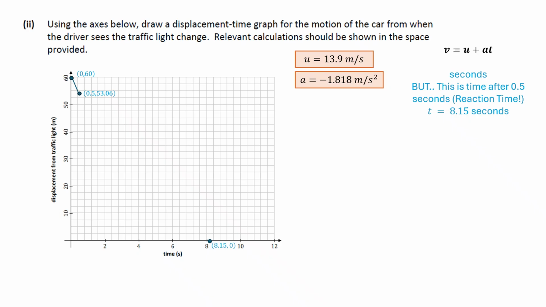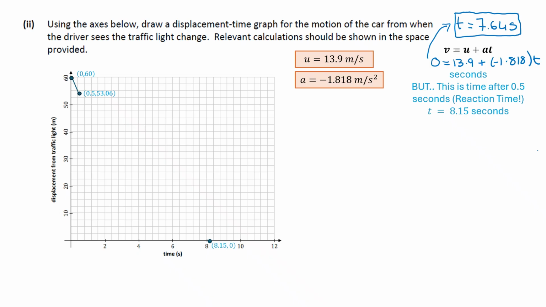Okay, so that is our second point here. So bear with me 1 second while I fill in the formula. It didn't work. So 0 equals 13.9 plus minus 1.818 times t, and then getting that out, that gives us t equals 7.64. But remember, this time is working from after they reacted. So we have to add on that 0.5, and that's going to be really important as we work through the whole of the next section of the graph.